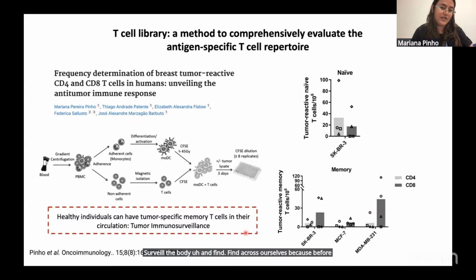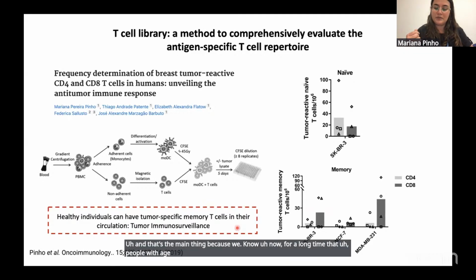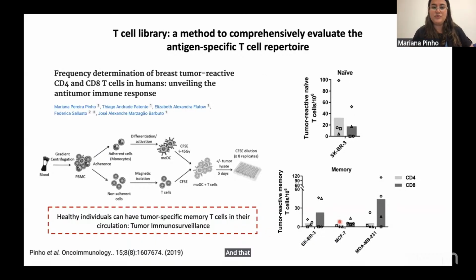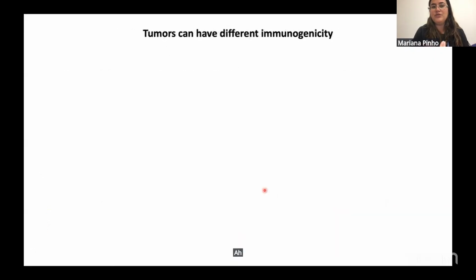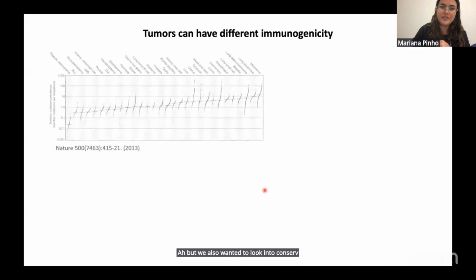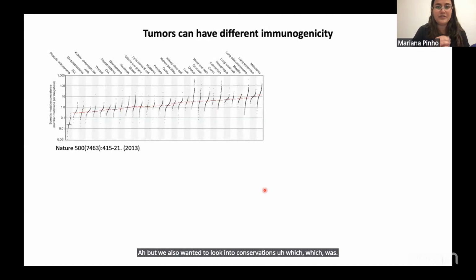they become tumorigenic. And that's the main thing, because we have known for a long time that people with HIV, or even patients under immunosuppression because of a transplant, do develop more tumors later in life, and that is probably due to not having those tumor-reactive cells working in their favor. But we also wanted to look into cancer patients, which was the most interesting part for us.